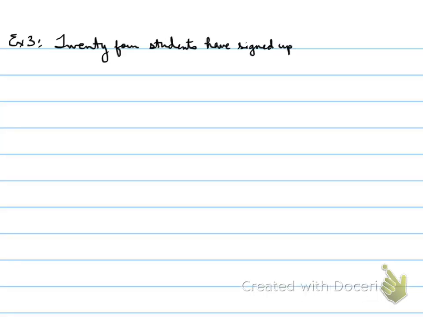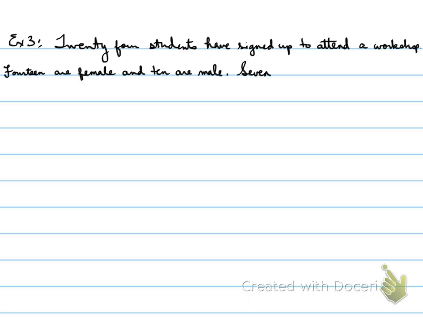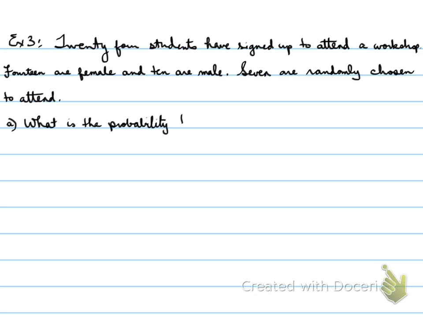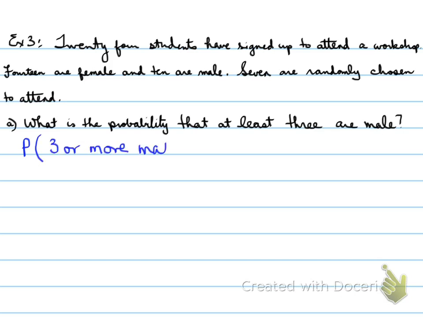Example number 3. 24 students have signed up to attend a workshop. 14 are female and 10 are male. 7 are randomly chosen to attend. What is the probability that at least 3 are male? So probability of 3 or more male.